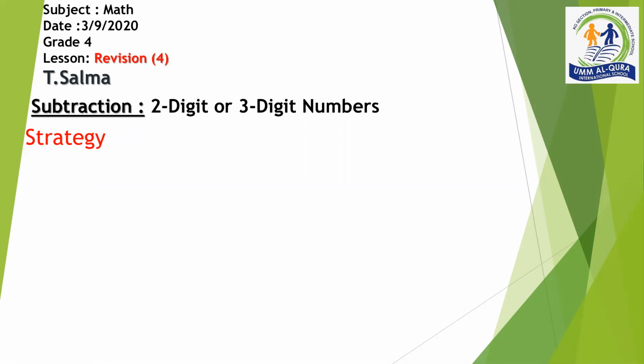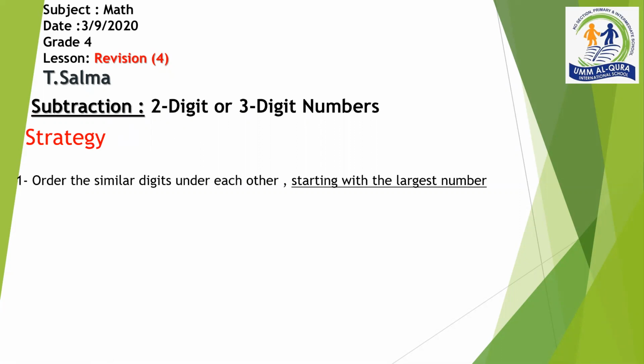So the strategy told me first you have to order the similar digit under each other, starting with the largest number. This is very important for you, okay? So you have to order the numbers, ones under the ones, tens under the tens, also hundreds, etc. But you have to start with the largest number.